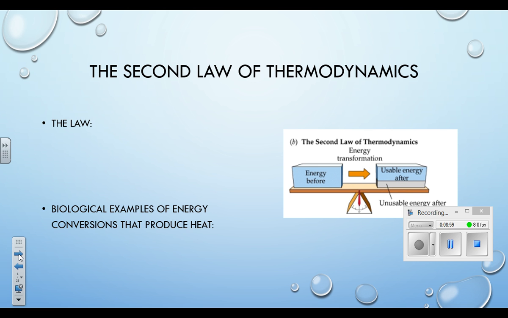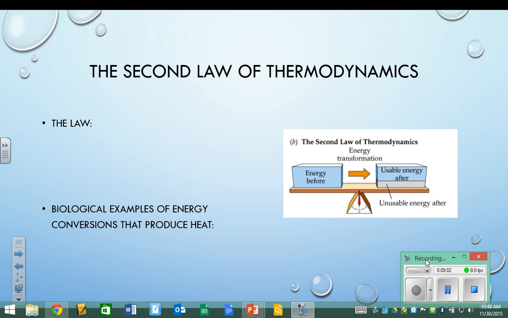In the second law of thermodynamics, if you look at the picture, we still have a balance, but we're being more specific about the energy after. What we're saying is that when energy goes through a transformation, some of the energy at the end is maybe unusable. It's not a form that the organism, because this is biology, can actually use. So the law says basically no energy transformation is 100% efficient.